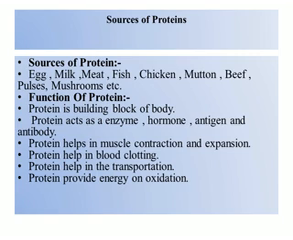Protein helps in blood clotting. Which protein helps in blood clotting? Fibrinogen. Protein helps in transportation. Why and how? In blood, oxygen and carbon dioxide are transported. Oxygen is transported because of the protein hemoglobin in our blood. Protein provides energy on oxidation. It means protein also gives us energy through the process of oxidation.